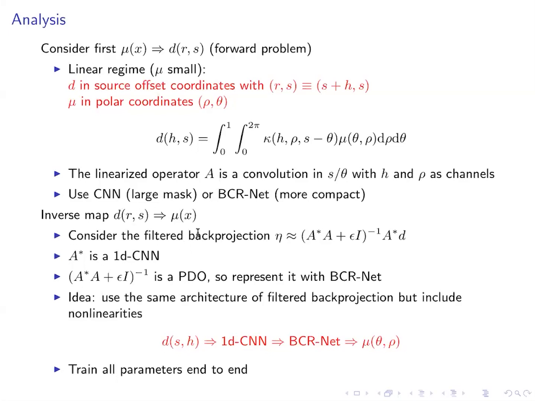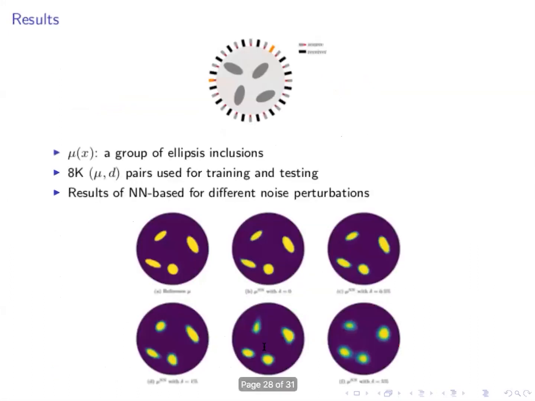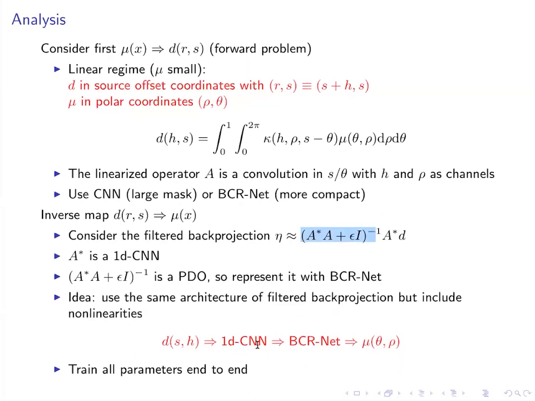Now for the inverse map, again, the same architecture. A star is also represented by a 1D CNN, and the inverse of the normal operator is represented by a pseudodifferential operator, so it can be represented by a PCRNet. Okay, so that's our architecture. It's the same architecture for different inverse problem applications. That's not so surprising, because if you think about image processing and vision applications, there are many different vision tasks, but the convolutional neural network works quite well for all of them. It is similar here: as long as you have rotation symmetry, it works quite well.